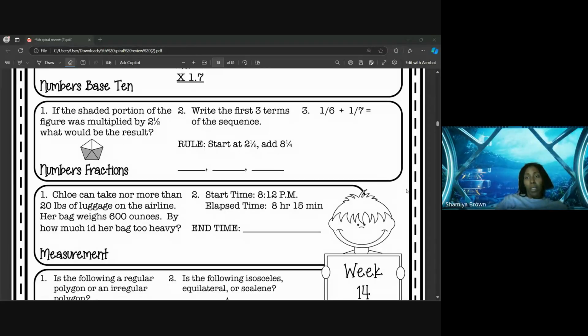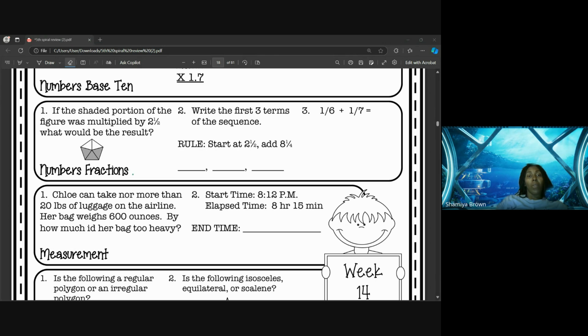All right, let's go ahead and I will be doing section 3 of week 14 homework. So this will be Tuesday night's homework. Number 1 says if the shaded portion of the figure was multiplied by 2.5, what would be the result?